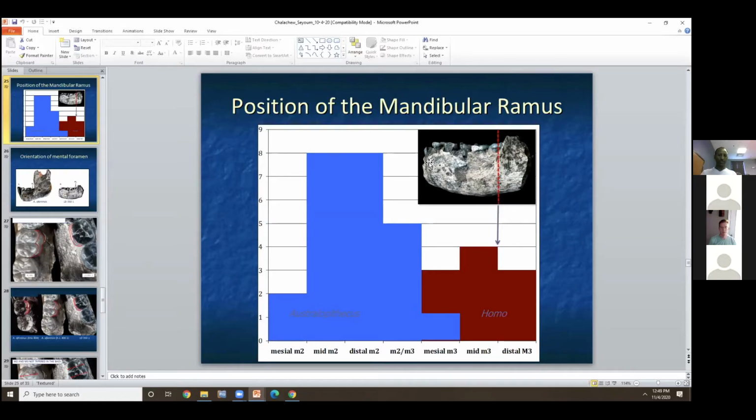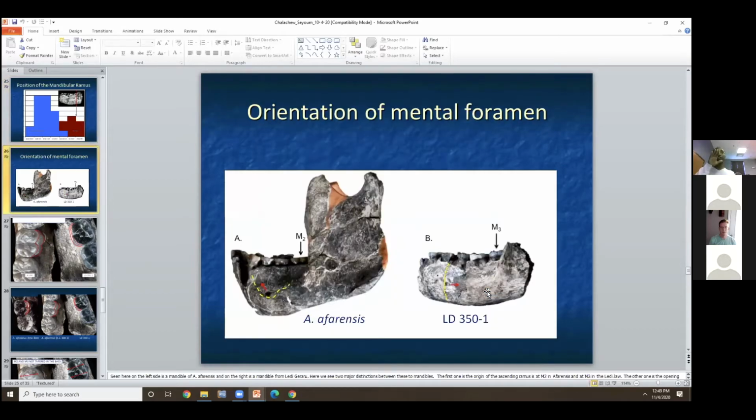Looking at the posterior lateral view, Australopithecus afarensis has a prognathic face, a very protrusive face. As a result, the nerves and blood vessels which come out from that foramen, the mental foramen, have space to go forward and just sit somewhere there. So it is opening anteriorly.